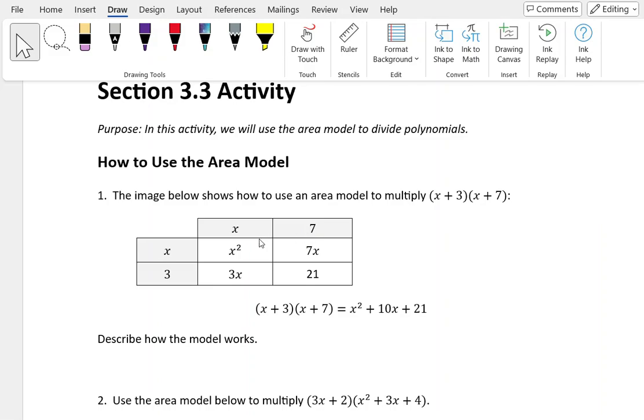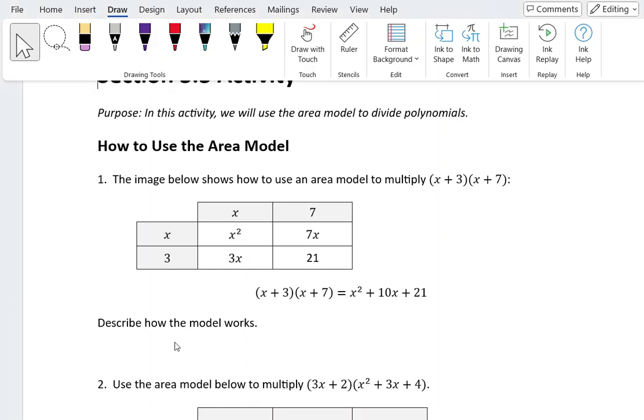Now, what we do to get the number in each box is we multiply the two sides of the boxes. So x times x gives us x squared. 3 times x gives us 3x. x times 7 gives us 7x. And 3 times 7 gives us 21. Then we add all of those pieces together to get the answer to the multiplication. So we have x squared, 3x plus 7x is 10x, plus 21.